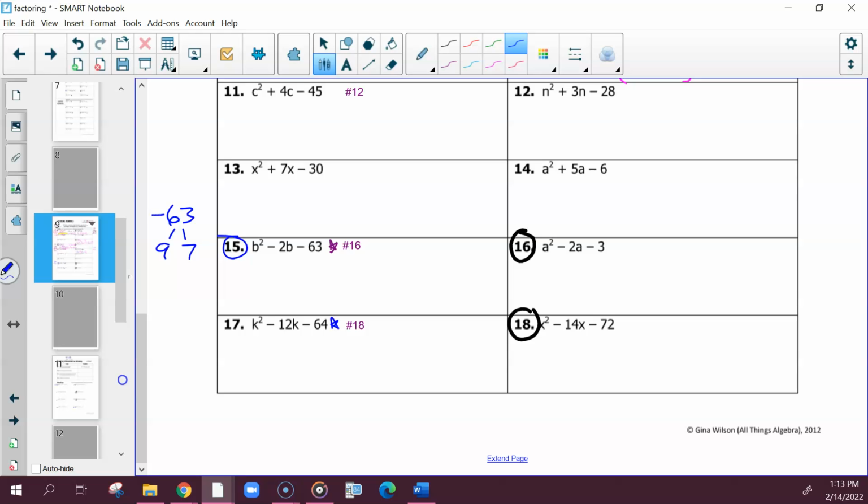But if this is negative, one of these has to be negative. Which one would be the negative? 7, to get negative 2? Oh, no, negative 9. Yeah, negative 9. So if you have negative, negative, one of them is going to be negative, and it's the bigger number. So b minus 9, b plus 7.